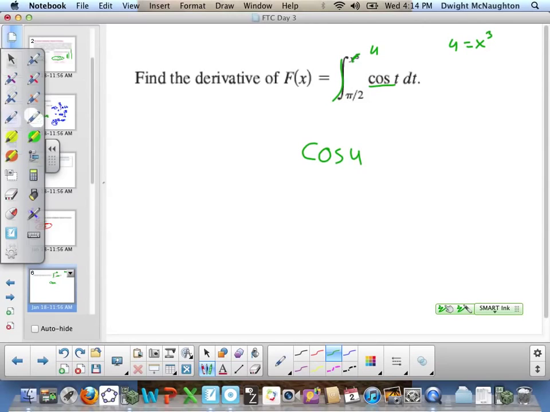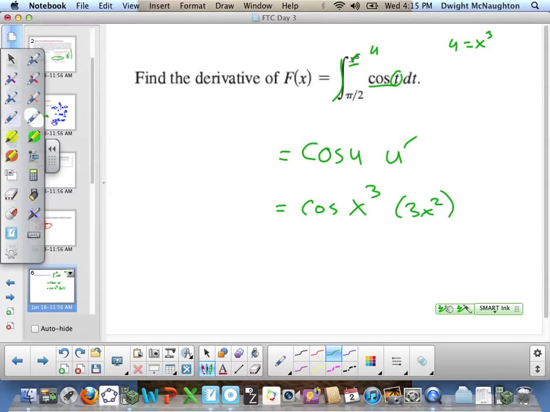What do you do when you take the derivative of a function that has a function in it? Well, that's chain rule. We need to multiply that by the derivative of the function. Derivative of u is u prime. So the derivative of the antiderivative is the function, but there's a function inside the function, so we multiply by the derivative of that. And when we put everything back in, we get cosine of x cubed times 3x squared.